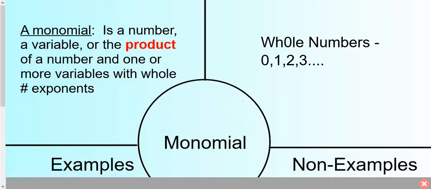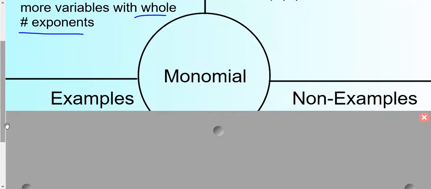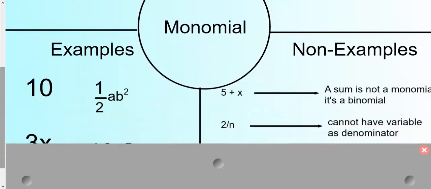So a monomial is where we start. That's our building block: a number, a variable, or the product of a number and one or more variables with whole number exponents. Whole numbers are 0, 1, 2, 3. Like the O is in whole and it starts with 0, so sometimes that helps kids remember. So here are some examples of what a monomial looks like.